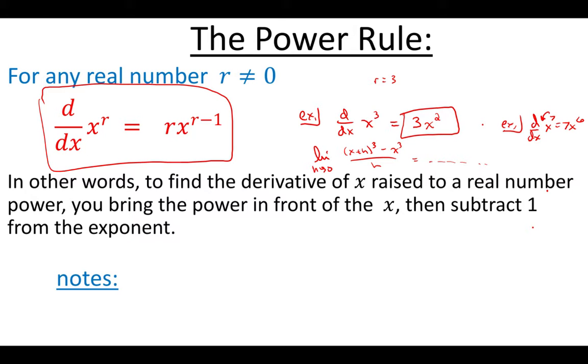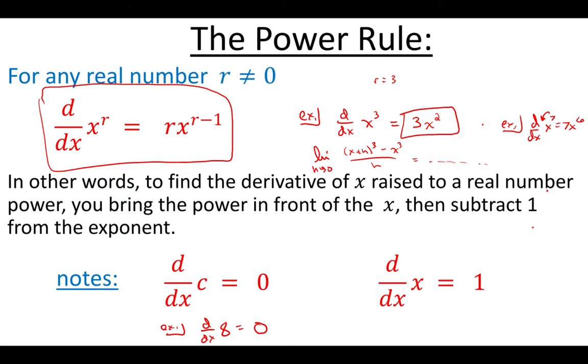Just two other notes to add on with this, and that is the derivative of a constant, c, is always going to be 0. So for example, if I want to find the derivative of 8, just the number 8, well, that is 0. And if I want to find the derivative of just x, well, that's 1. The reason being is x is really x to the first power. So that would be like 1x to the 0. Anything to the 0 power is 1. So just 1 times 1, or just 1. So that's why that is the case.